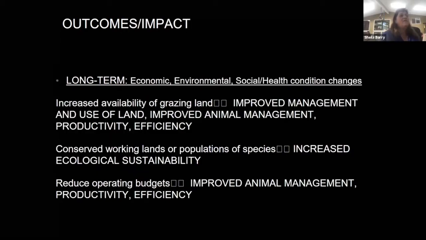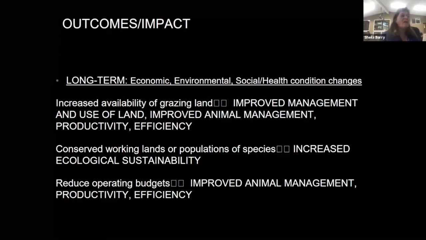And then, so long-term, I see that there's increased availability of grazing land for the producers that I work with, which results in improved management and use of land, improved animal management, productivity and efficiency. I also see that there are more working lands conserved for populations of special status species. So this leads to increased ecological sustainability.